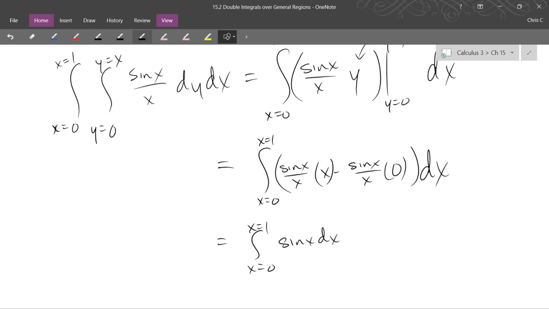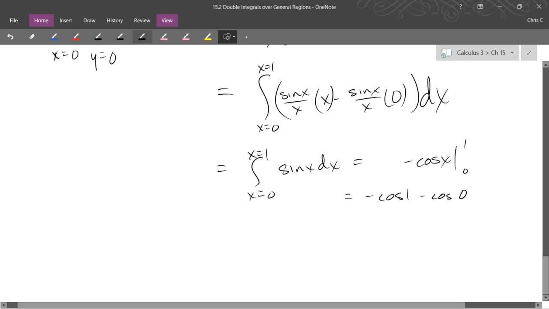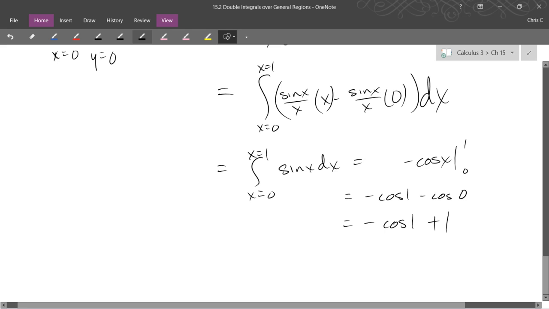So now we just have the antiderivative of sine, which is negative cosine. Cosine 0 is not 0, so you don't get to just cross it out. Cosine 0 is 1. So you get negative cos 1 minus 1. And we don't remember what cos 1 is, so we'll just leave it as cos 1. Hey, that wasn't so bad.